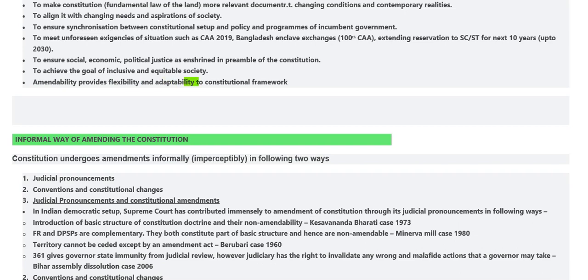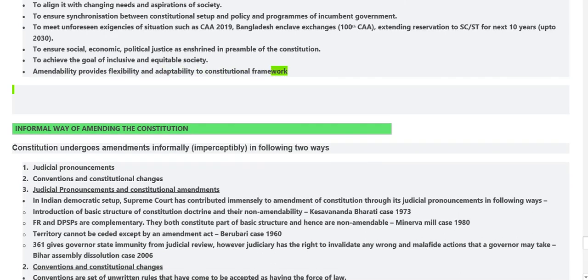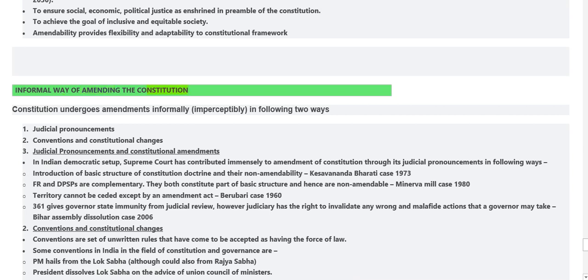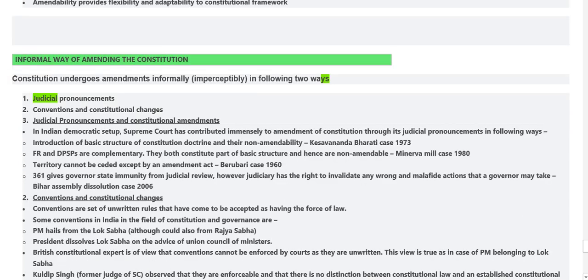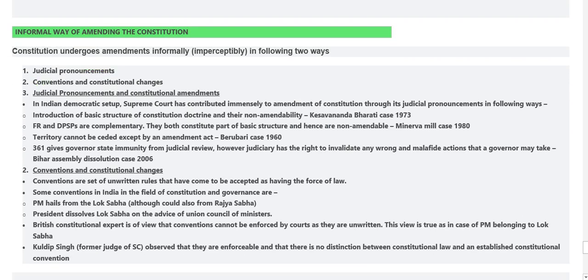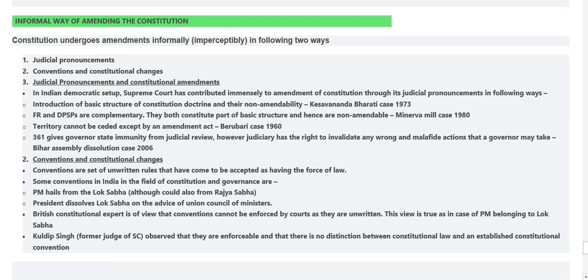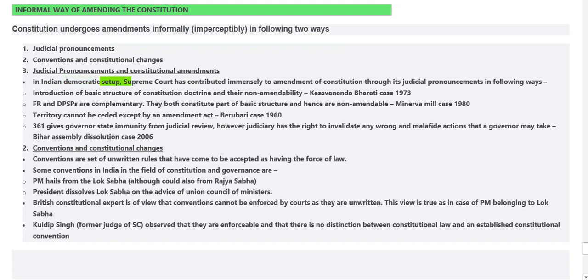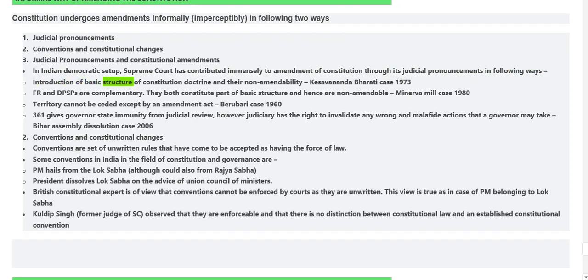To ensure social, economic, political justice as enshrined in preamble of the Constitution. To achieve the goal of inclusive and equitable society. Amendability provides flexibility and adaptability to constitutional framework. Informal way of amending the Constitution. The Constitution undergoes amendments informally, imperceptibly, in the following two ways: judicial pronouncements, and conventions and constitutional changes.